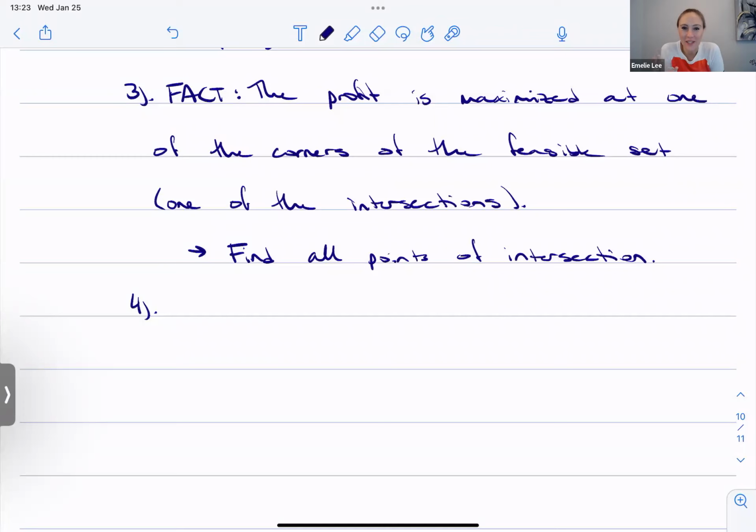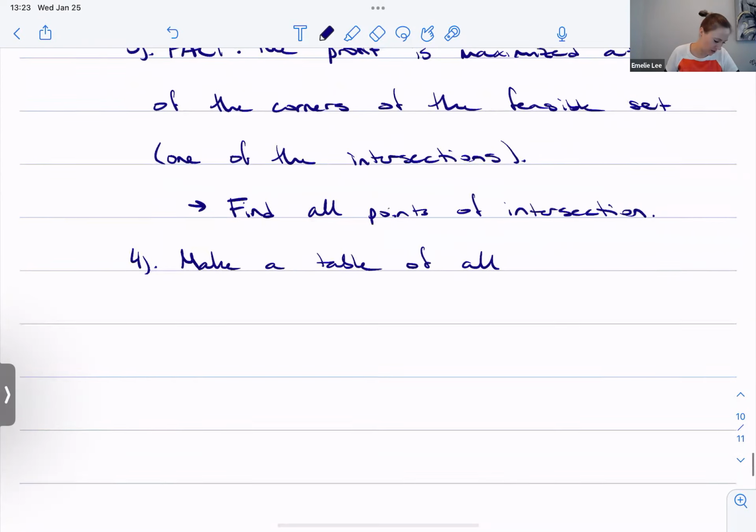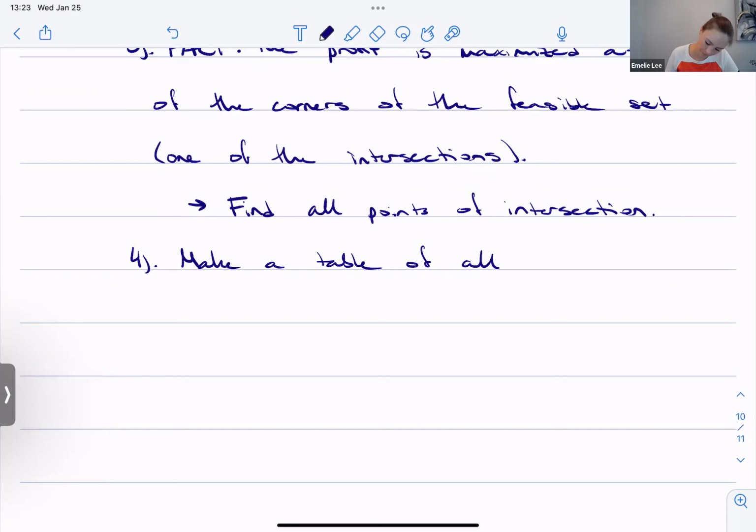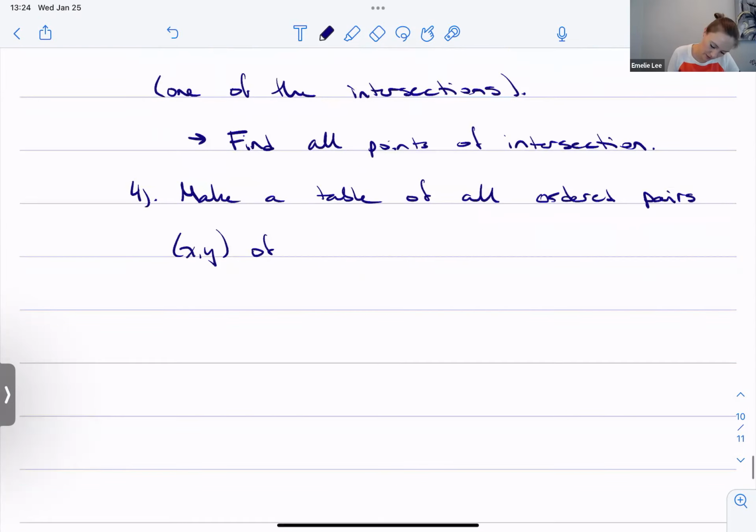Then now the calculations start coming, okay, but they're not major by any means. Okay, so once you have the points of intersection, you're going to make a table. I find that that's the cleanest way to do it. Make a table of all points of intersection, of all ordered pairs, right? XY combinations of all the points of intersection.